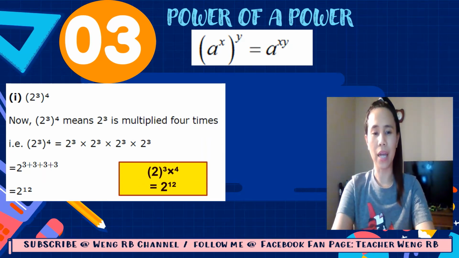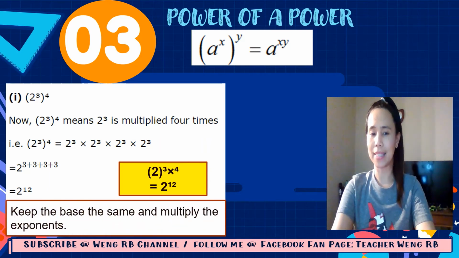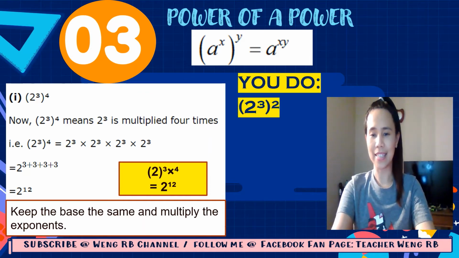However, you can just have this as the shortcut, and applying this rule, we just multiply the exponents. So we copy the base, which is 2, and then multiply the exponents, which are 3 and 4. So 3 times 4 is 12. That's why our final answer is 2 raised to the 12th power. Easy, right? So remember, keep the base the same and multiply the exponents. Now it's your turn. Do this in 10 seconds. You can go ahead.